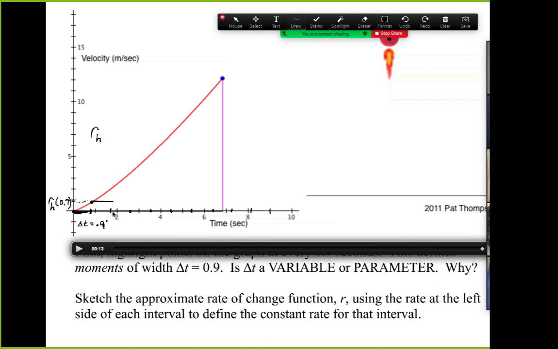And then what about in the next interval? What will be the rate there? R sub H of 1.8. Good. R sub H of 1.8, whatever that is. Next interval. R sub H of 3.6. Right. Etc.